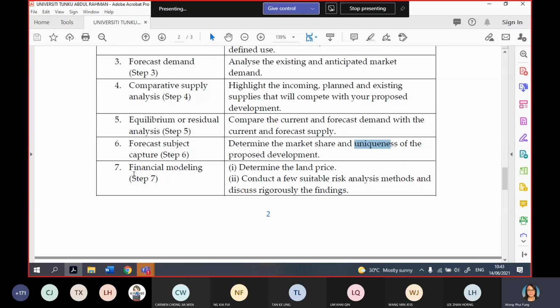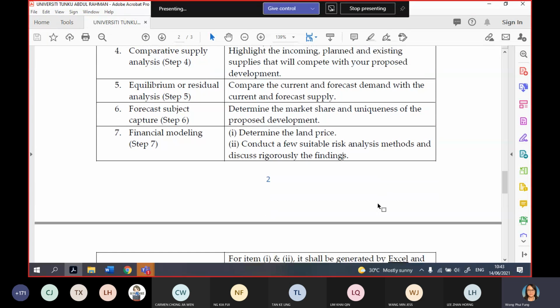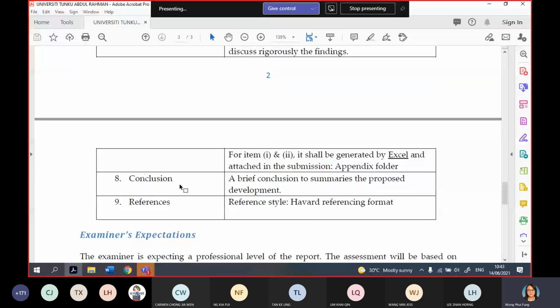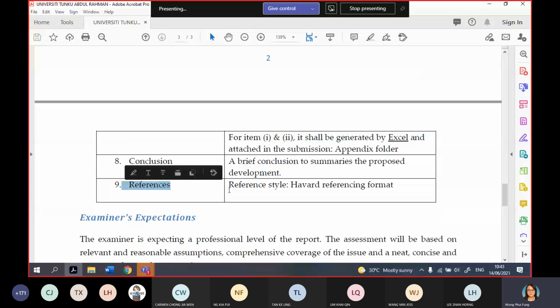Step 7 is the calculation part. You have to prepare a development appraisal to determine the land cost, and you need to conduct a few suitable risk analysis methods and do the discussion. For this one also I will teach you, don't worry. For the appraisal and the risk analysis, you have to use Excel, and you have to submit your Excel. Then don't forget you need to have a conclusion, and last but not least, a reference list of all the references.